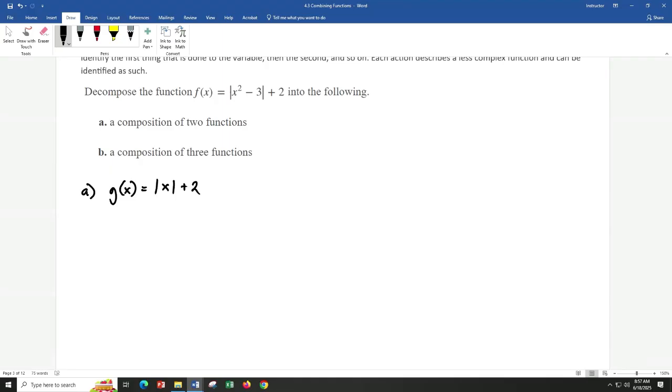Can you see an absolute value function and then we've added 2 to it? Is that not what is happening? But notice I've got another function. If I look inside the absolute value function, don't I have another function happening? Well, yeah, I have another function in there. Let's call it h of x. And h of x is x squared minus 3.